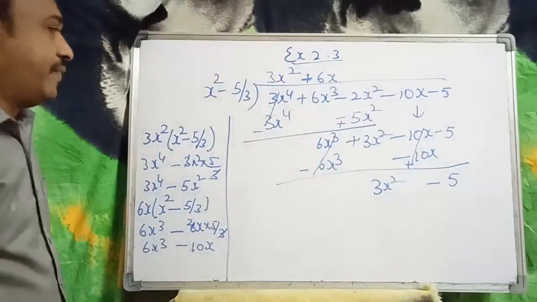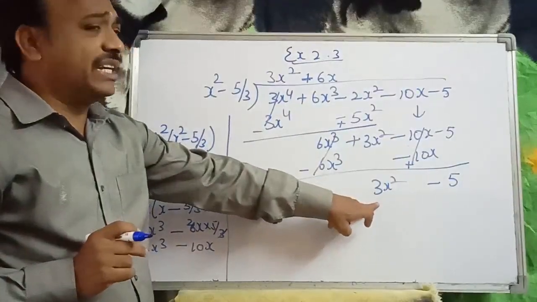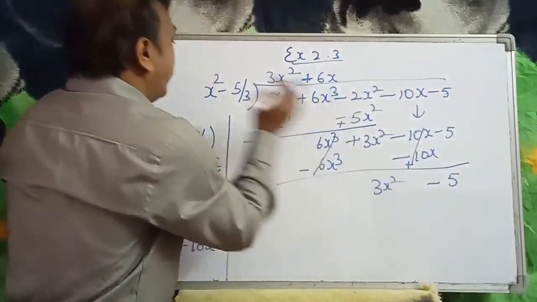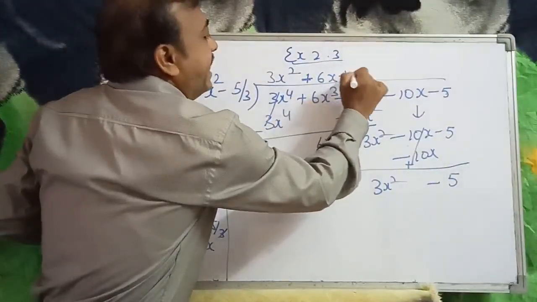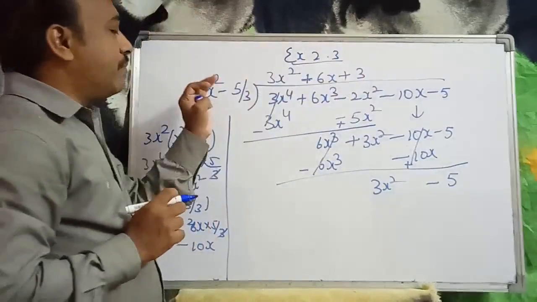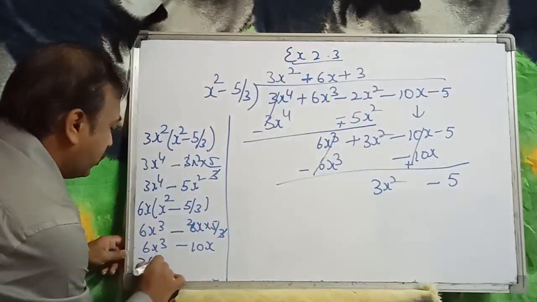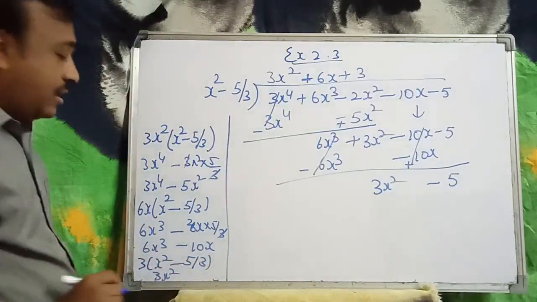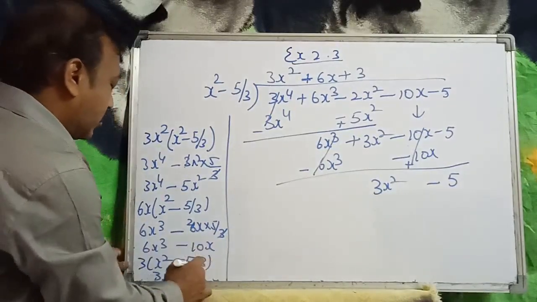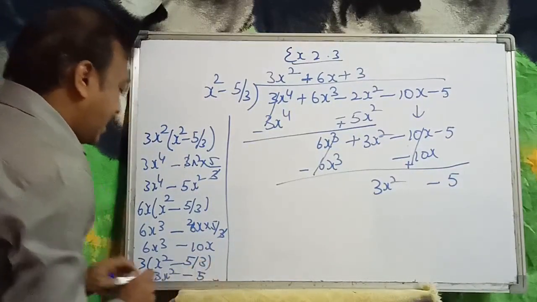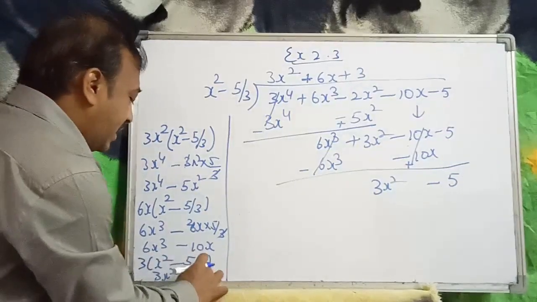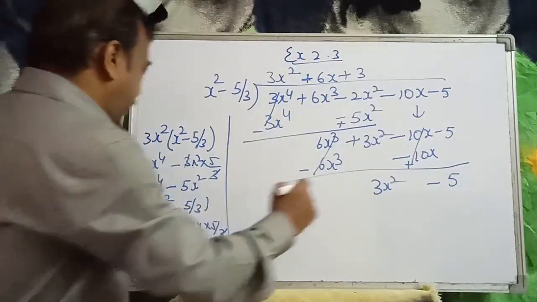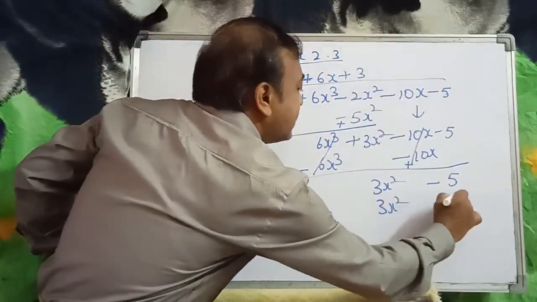3x square minus 5. Now here the coefficient 3 is there. Here you have the term x square, here also x square. So 3x square and x square, then here the plus sign, that is 3. So with 3, you multiply x square minus 5 by 3. 3 into x square will give you 3x square, plus into minus, minus 3 into 5 by 3, the 3 gets cancelled, 5 is left over. So 3x square minus 5.